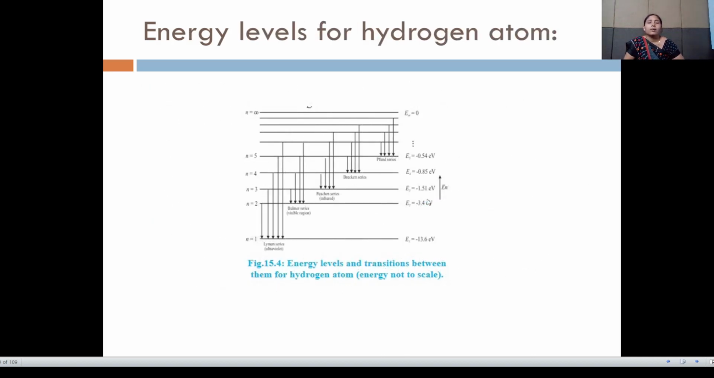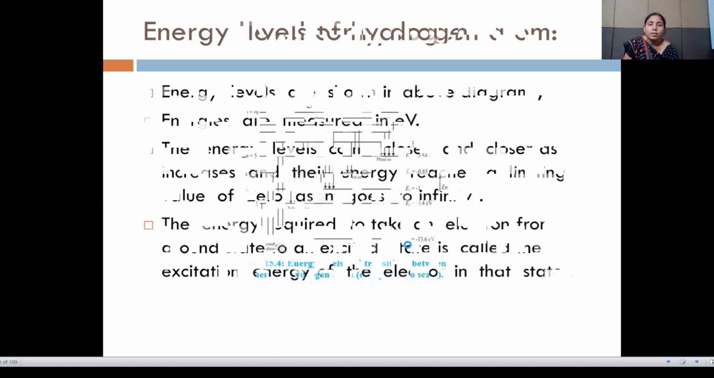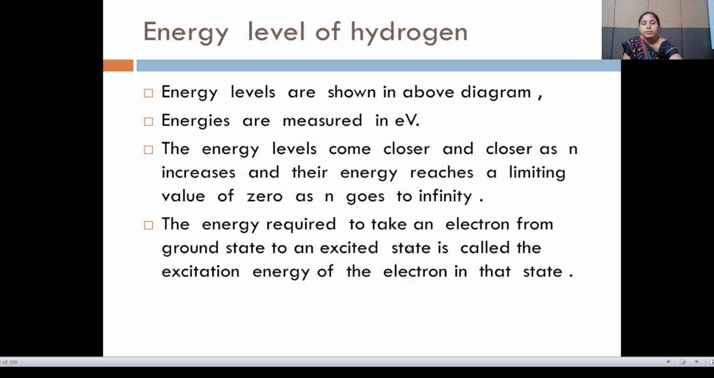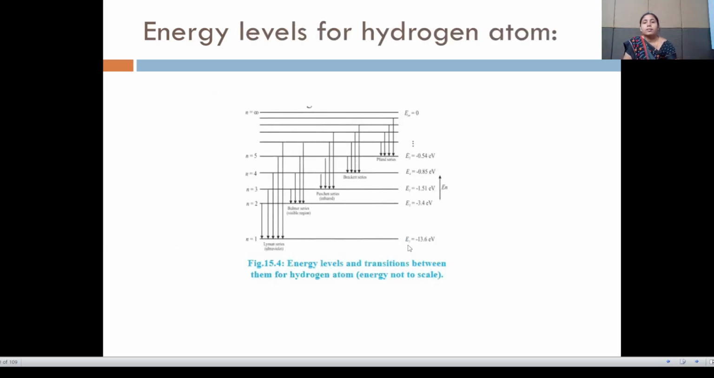Here is the energy level diagram for hydrogen atoms. This diagram shows the lowermost energy level, the ground energy E1, which is equal to minus 13.6 electron volt, that is, n is equal to 1. When n is equal to 2, energy becomes E2, which is equal to Z square divided by n square.